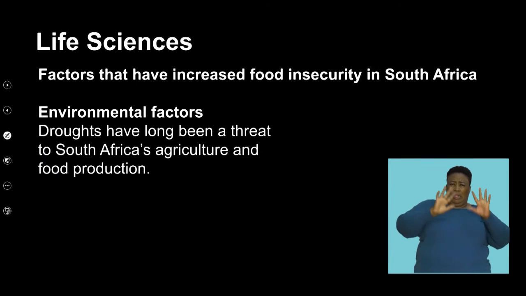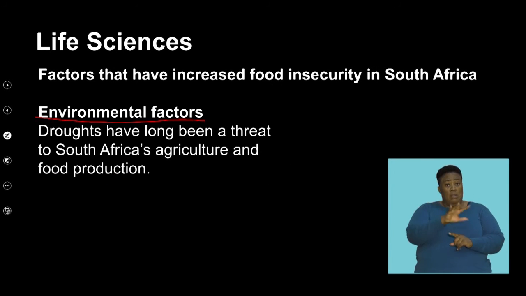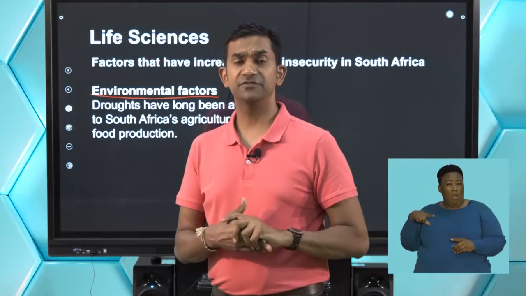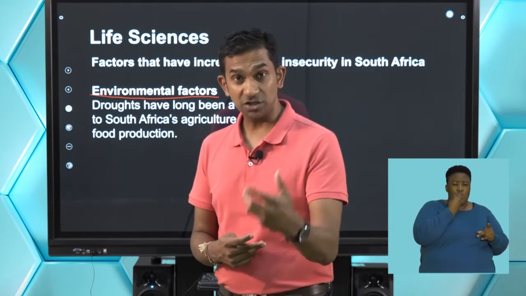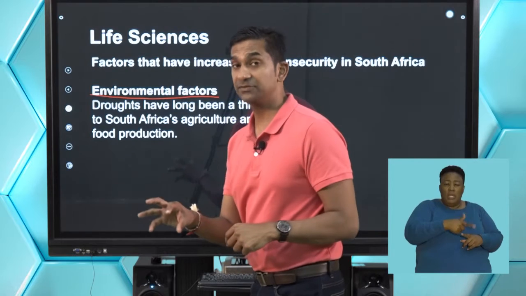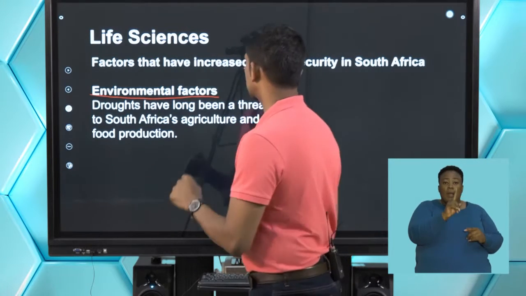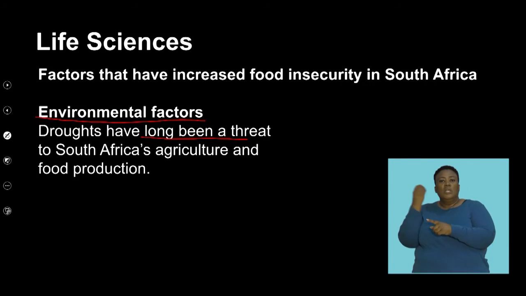Okay. We also know that South Africa is experiencing periods of extreme drought, and these droughts have tended to last much longer than they naturally would. And so this means that the production of food and the cost of irrigation have also escalated. Again, that has a significant impact on security of food. So this has been a long threat to South Africa's agricultural industry and food production.